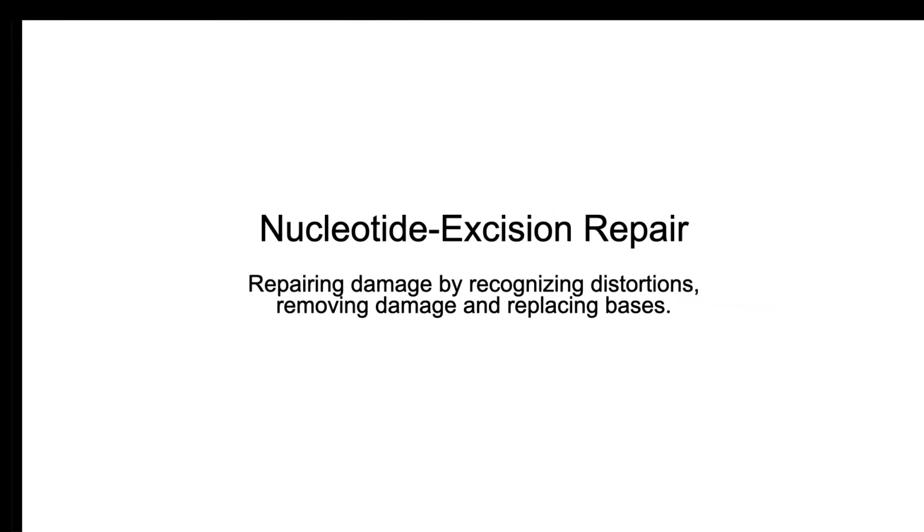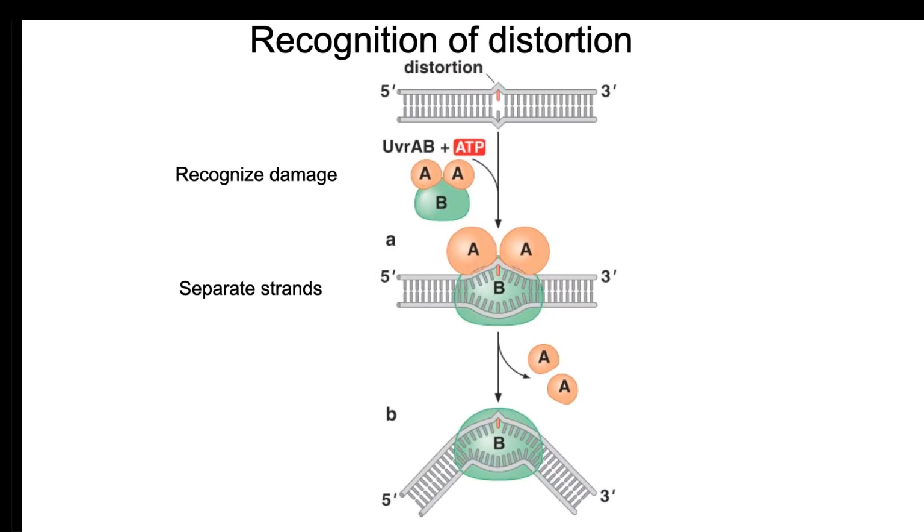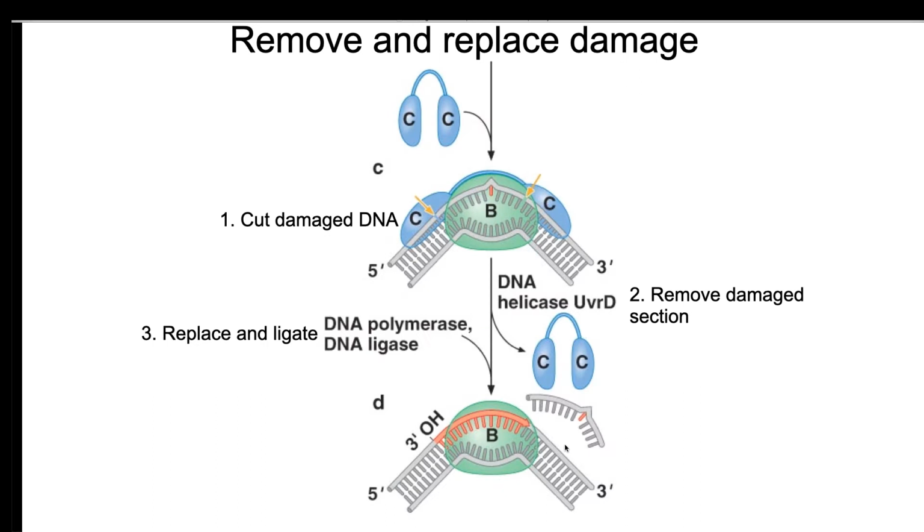Next, nucleotide excision repair. So here we have a distortion. Okay, now that distortion can represent several different types of damage, but that damage is recognized by a specific complex of proteins, UVRA and UVRB. They recognize it, okay, and then the strands separate. So A helps recognize, falls off. B, UVRB, separates the two strands of DNA.